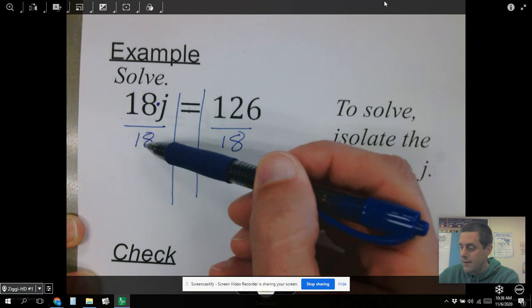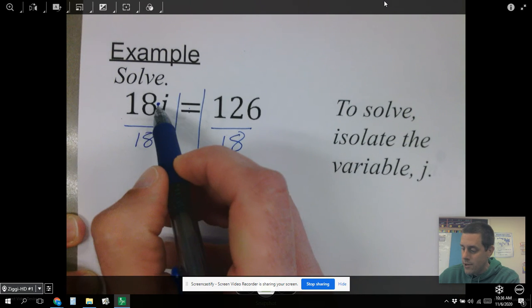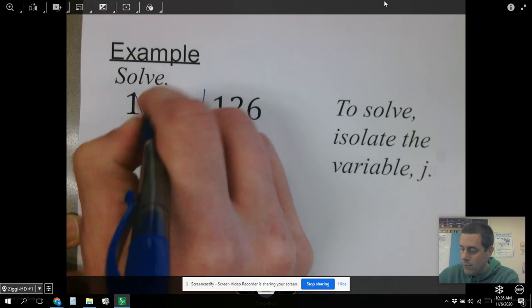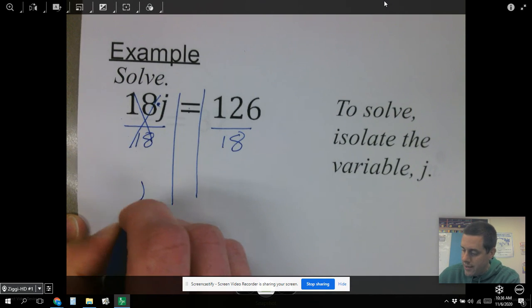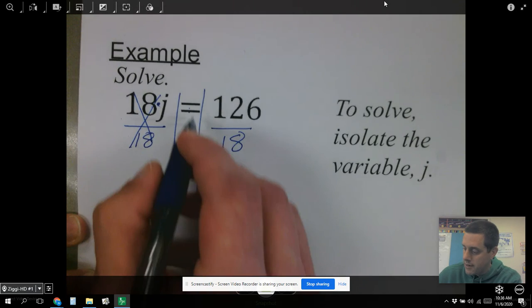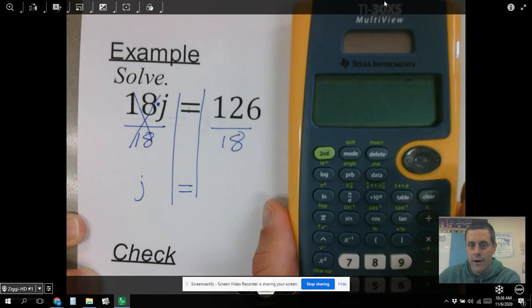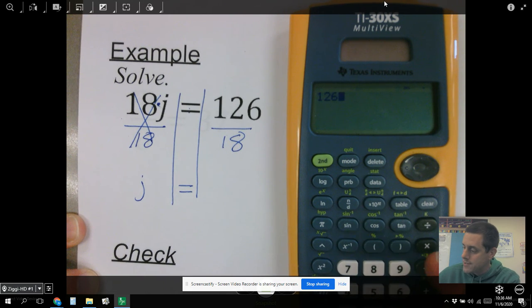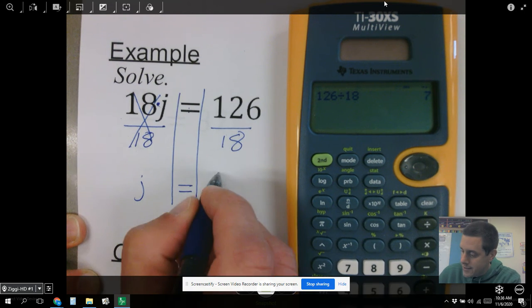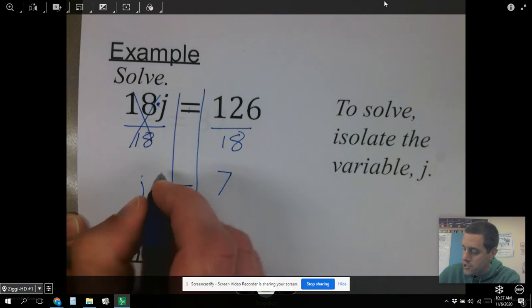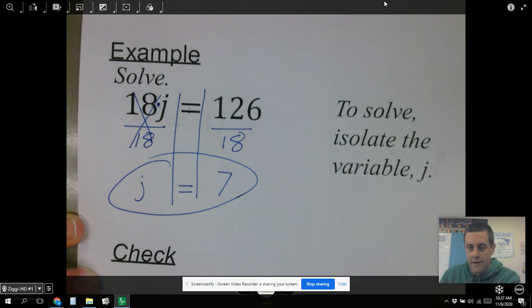Because I implemented the inverse property here, the opposite of multiplying 18 is dividing by 18. That works out to 1, and 1 times j is just j, which leaves me with an isolated variable. I'm going to drop my equal sign, and now I have a calculation to perform on the right. 126 divided by 18 gives me 7. So my solution, this equation is true when j equals 7.